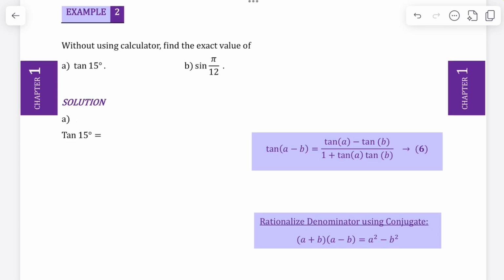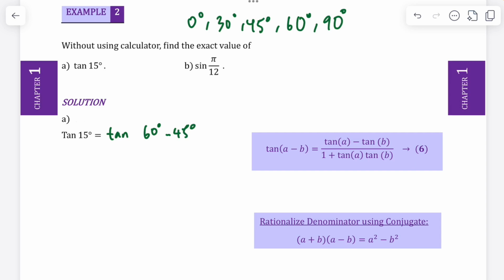Next, let's proceed with this question. So now let's utilize the acute angle that we usually use: 0 degree, 30 degree, 45 degree, 60 degree, and 90 degree. So let's find the match until we get 15 degree. So obviously we can minus 60 with 45 degree. So let's do that. This will be tangent 60 degree minus 45 degree.